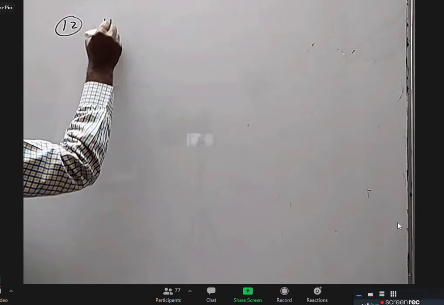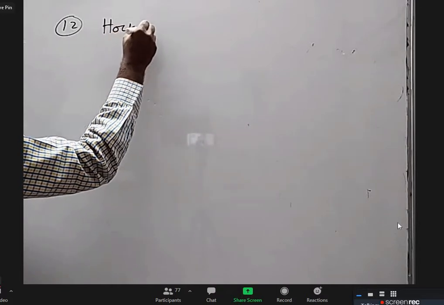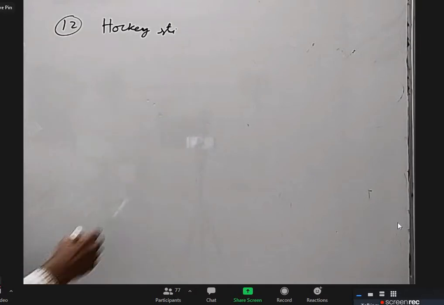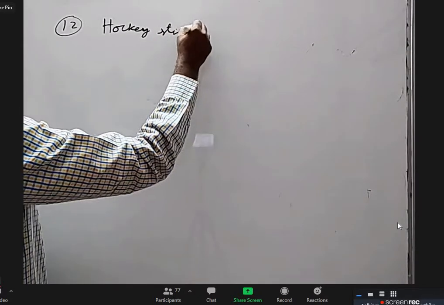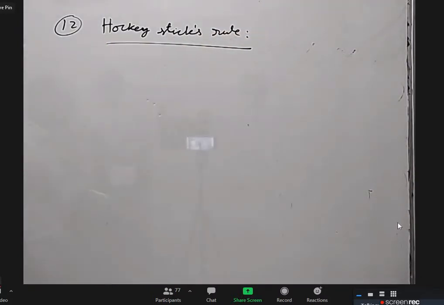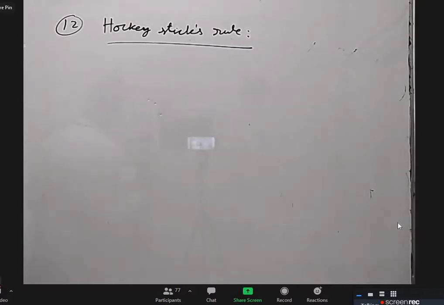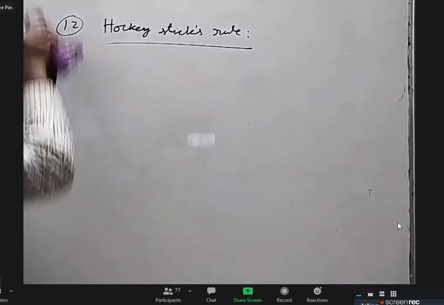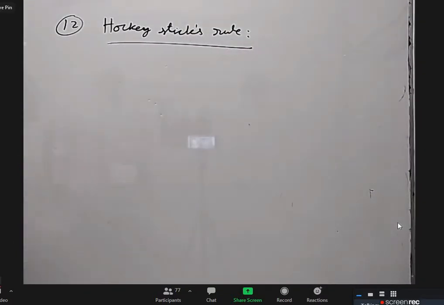The name of this formula is Hockey Stick rule. What is stick spelling? STICK only? Yes, sir. Okay. I think I told you in first year only that in math some theorems have some funny names. Hockey stick rule, butterfly theorem, Fermat's little theorem, Fermat's last theorem, sandwich theorem, squeeze theorem, shoelace formula. Like that there are some funny names.